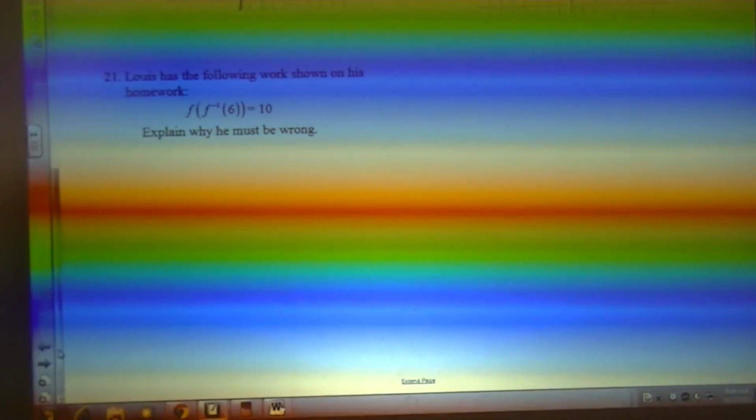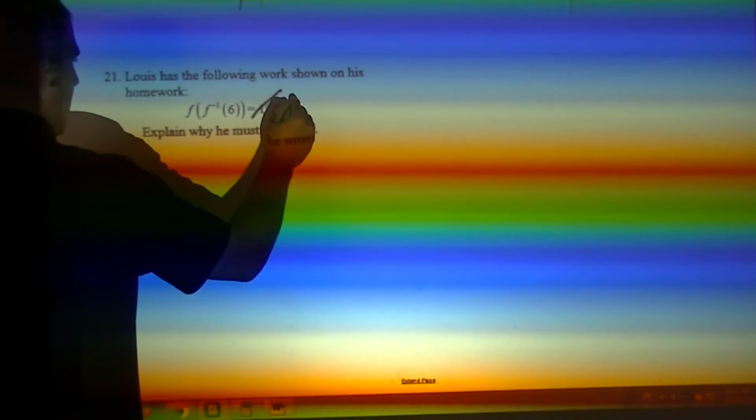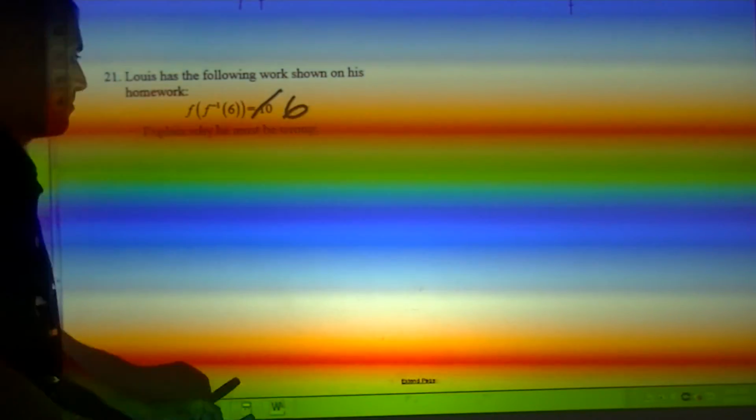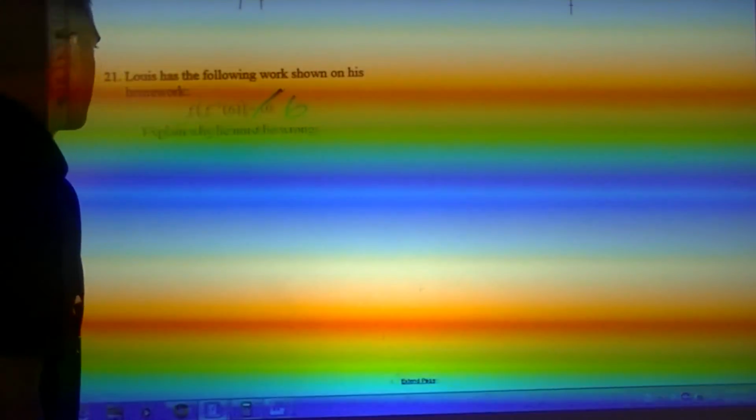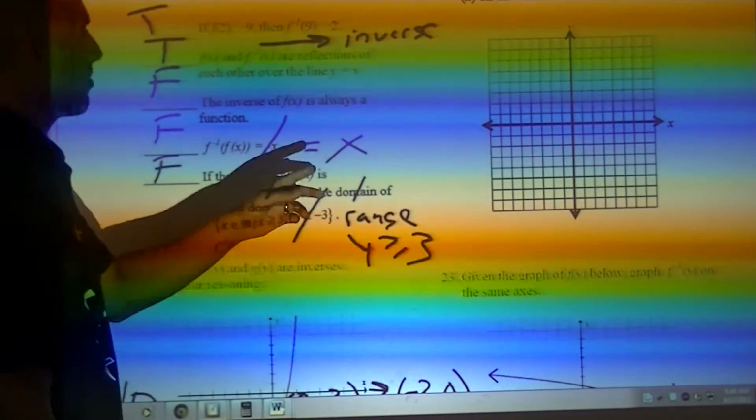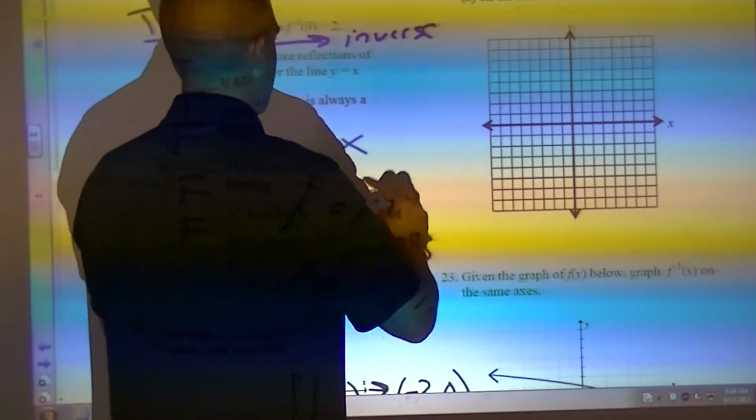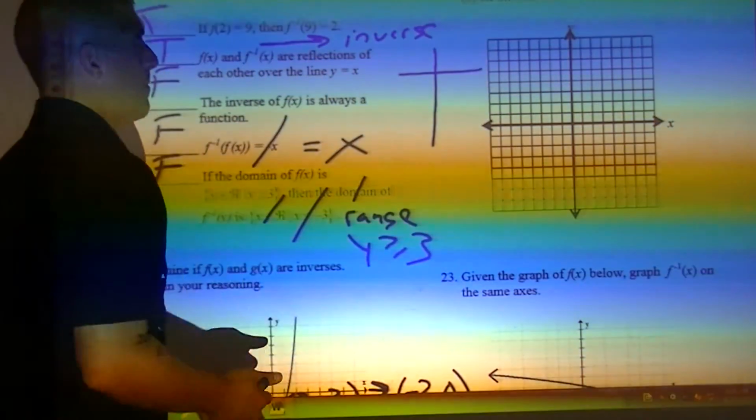Okay, so if they do f of -x, that should equal 6, not 10. They equal the same number, okay? All right, graph and label. So here's what you do. Graph, I don't know, a couple of points.